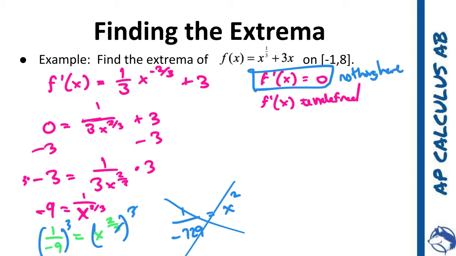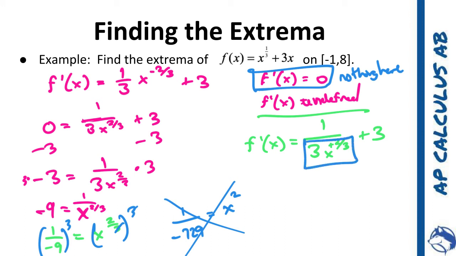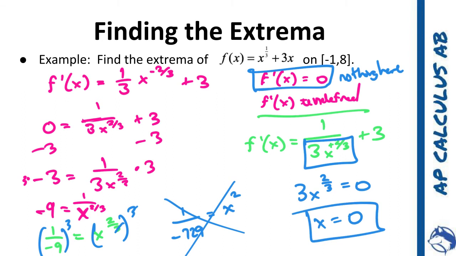Then I have to figure out, okay, well, what if it's undefined? The only way it's going to be undefined is if this denominator is 0. So I've got my f prime of x equal to 1 over 3 x to the 2/3, plus 3. The only way it's undefined is if the denominator equals 0. So all I have to do is set that chunk equal to 0. So 3x to the 2/3 equals 0. Well, x is just going to be 0. So my only critical number occurs at x equals 0.